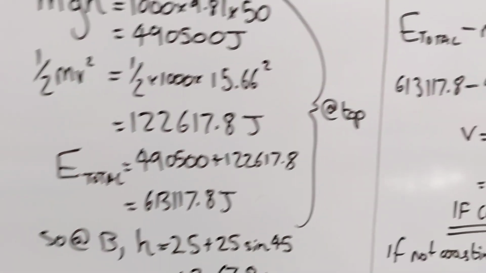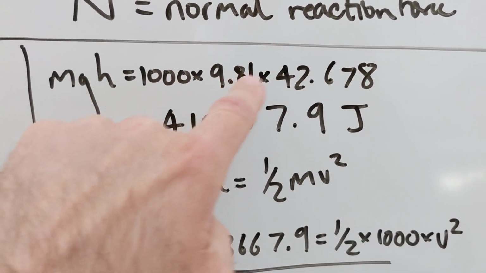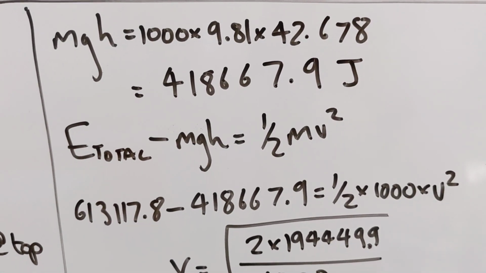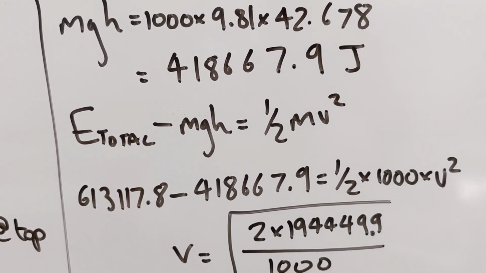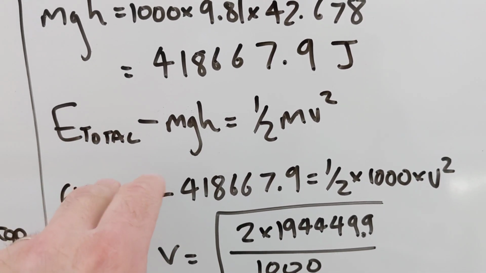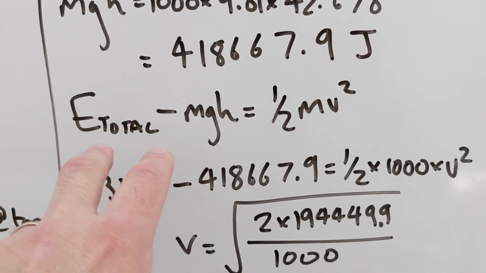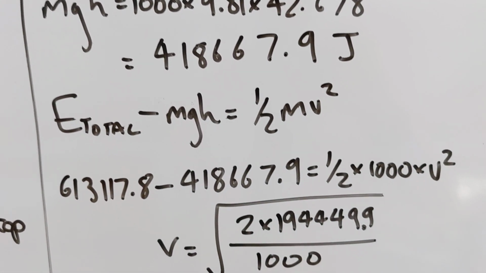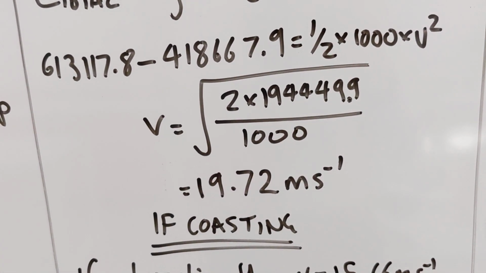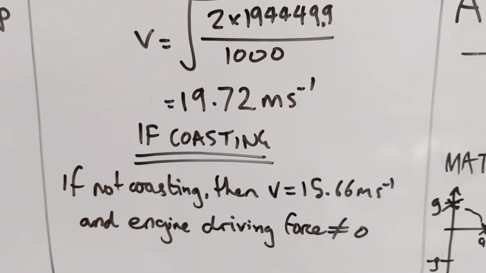We can use that to compute what the gravitational potential energy is at B. Mass times field strength times that height, and that's what we get. The kinetic energy is going to be, therefore, the difference between the total energy and the gravitational potential energy. This is just from total energy equals the sum of gravitational and kinetic energies, but rearranged to get the kinetic energy all by itself. And so we can substitute those numbers in, and we get a speed, if coasting, of 19.72 meters per second. If coasting.